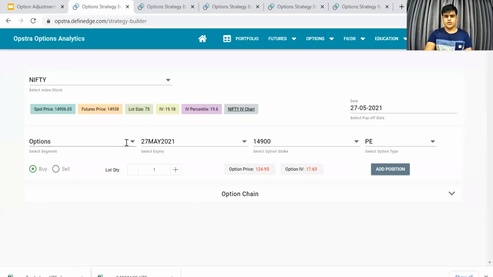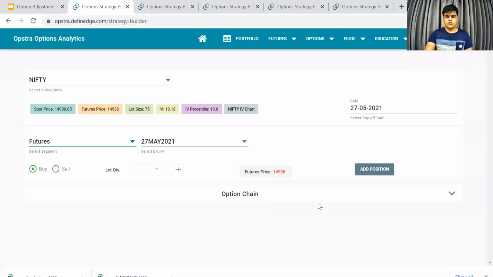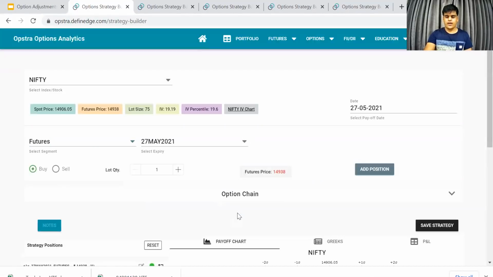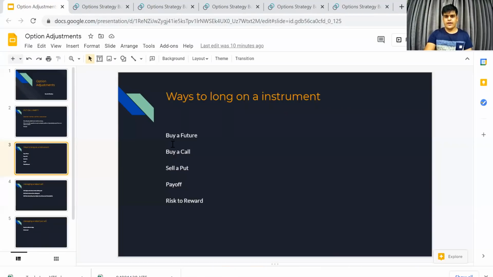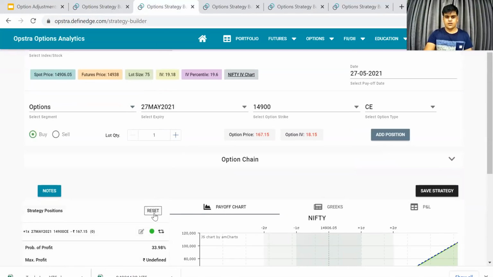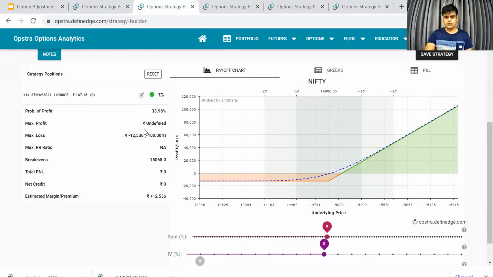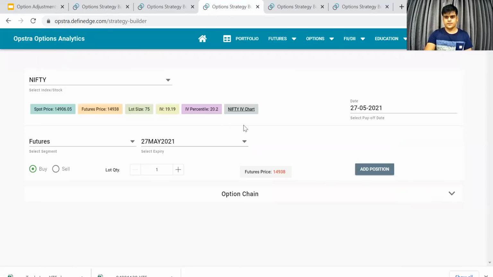So you buy a future. So the first way to go long is buying a future. Suppose you buy the future, this is your payoff. Another, as I said, is to buy a call. So you can even buy a call. So this can be one payoff, or you can sell a put.